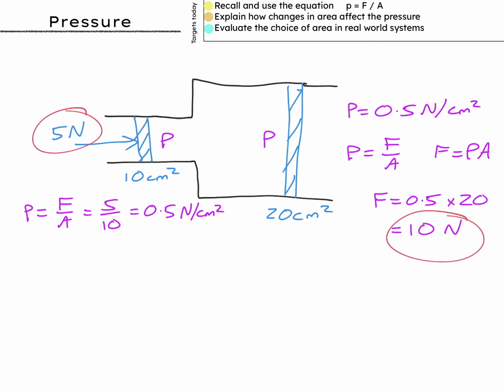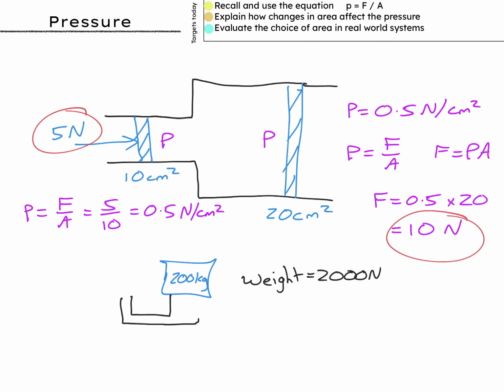Now this is going to be handy. Imagine if you wanted to lift a car, or let's say you wanted to lift something a bit easier, a 200 kilogram box. You'd need a force of 2,000 newtons to do that. But with this machine, you could push on one side with only 1,000 newtons and the other side would have enough force to lift the box. It sounds too good to be true, so let's see what we lose.